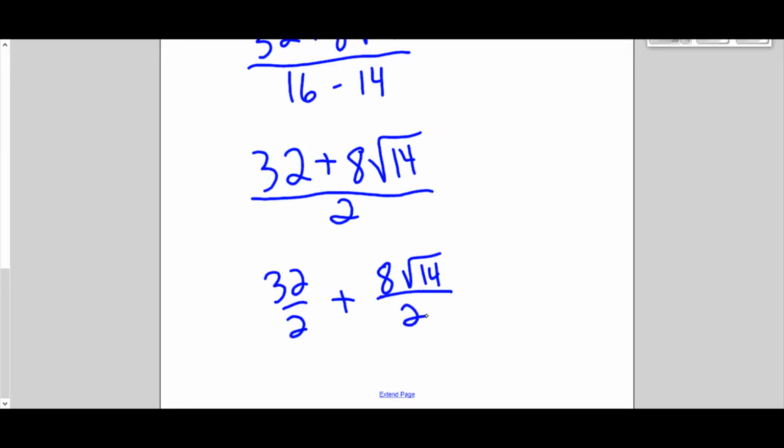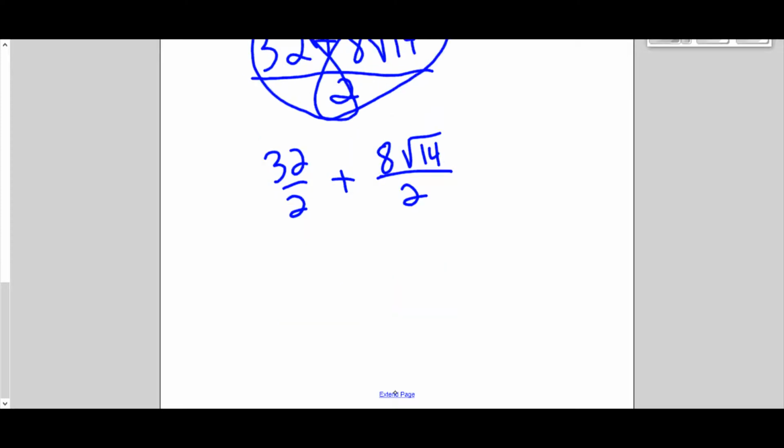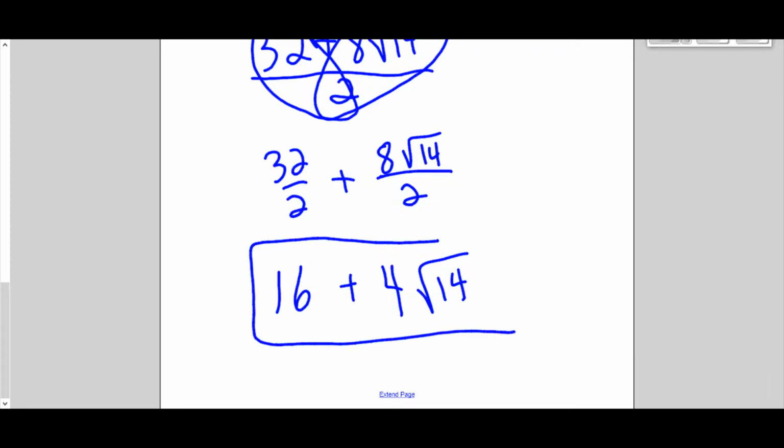I'm just splitting this up into two separate fractions. The first fraction is 32 divided by 2, and the second fraction is 8 square root of 14 divided by 2. So 32 divided by 2 is 16. 8 divided by 2 is 4, and then I have my square root of 14 left. Remember, you can't divide 14 by 2 because the 2 is not inside a radical. So we're just going to leave it like this. 16 plus 4 square root of 14 is your answer for this one.